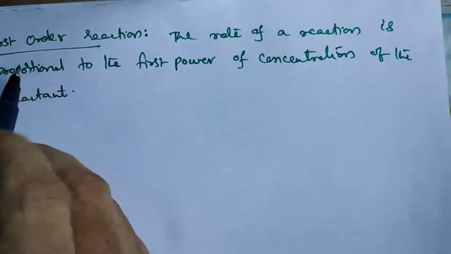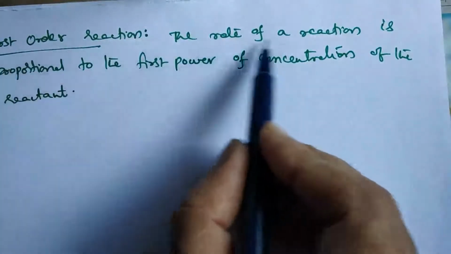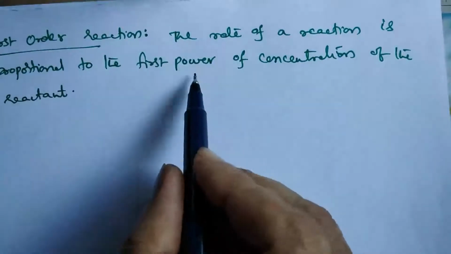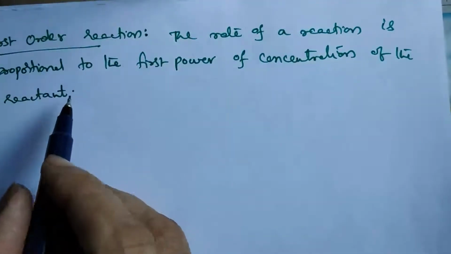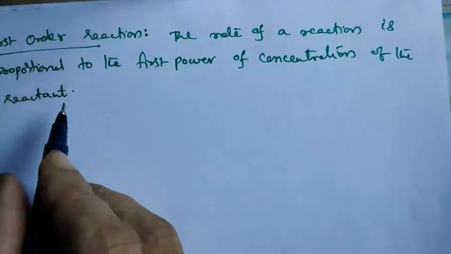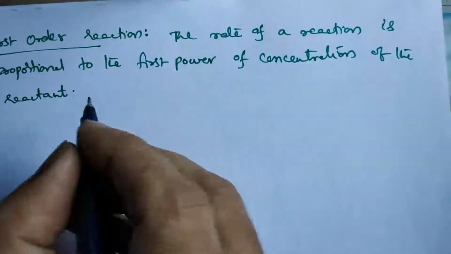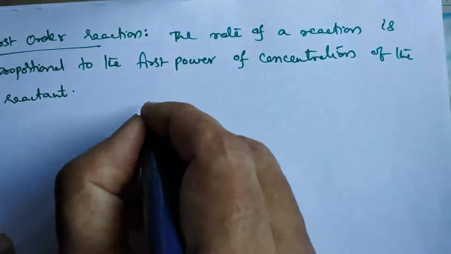So next one is the first order reaction. The rate of a reaction is proportional to the first power of concentration of the reactant. So that is the first order reaction. So we will derive the rate equation for first order reaction also.